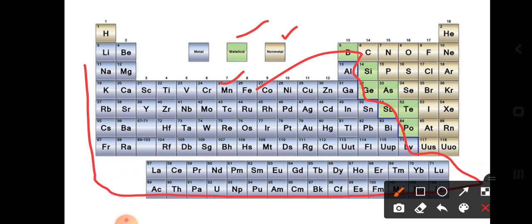So these are some metals' names, and the creamish color you can see on the screen is the non-metals. You can see here only a few numbers are non-metals, but metals we have around 86 to 87. And this green color in the middle of the metals and the non-metals we have kept in this manner because the properties of the metalloids are a combination of metals and non-metals. So that's why we have kept them in the middle of this periodic table.